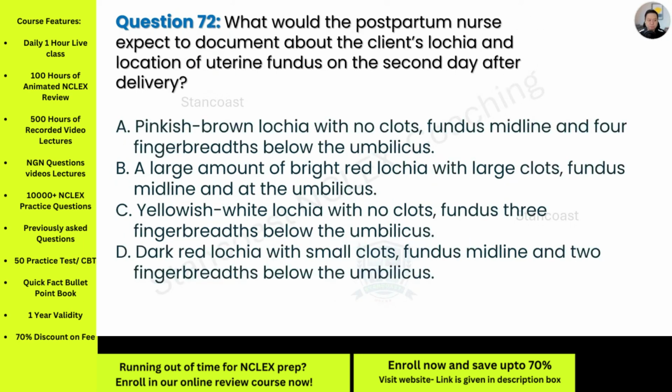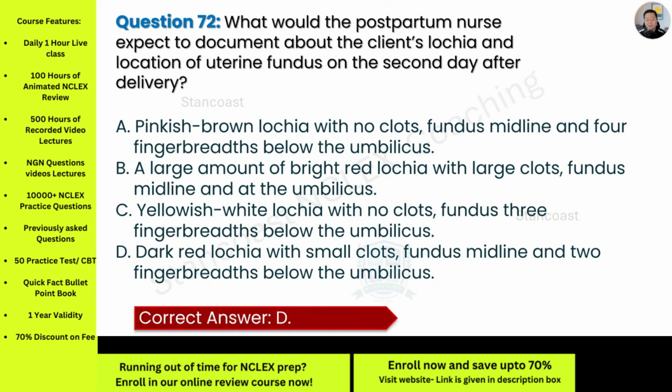Let's have number 72. What would the postpartum nurse expect to document about the client's lochia and location of uterine fundus on the second day after delivery? A. Pinkish brown lochia with no clots, fundus midline, and 4 finger breadths below the umbilicus. B. A large amount of bright red lochia with large clots, fundus midline, and at the umbilicus. C. Yellowish white lochia with no clots, fundus 3 finger breadths below the umbilicus. D. Dark red lochia with small clots, fundus midline, and 2 finger breadths below the umbilicus. The answer here is letter D.